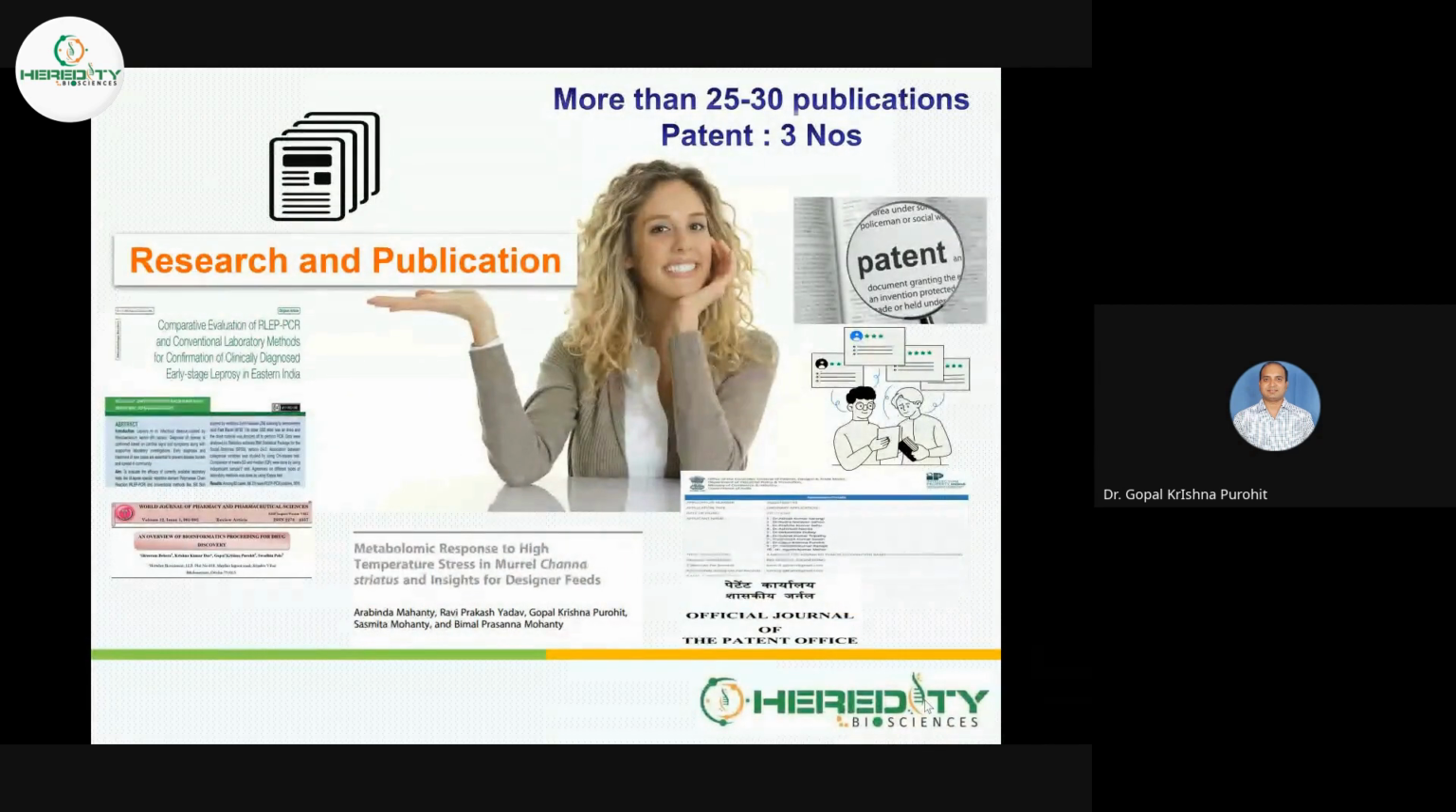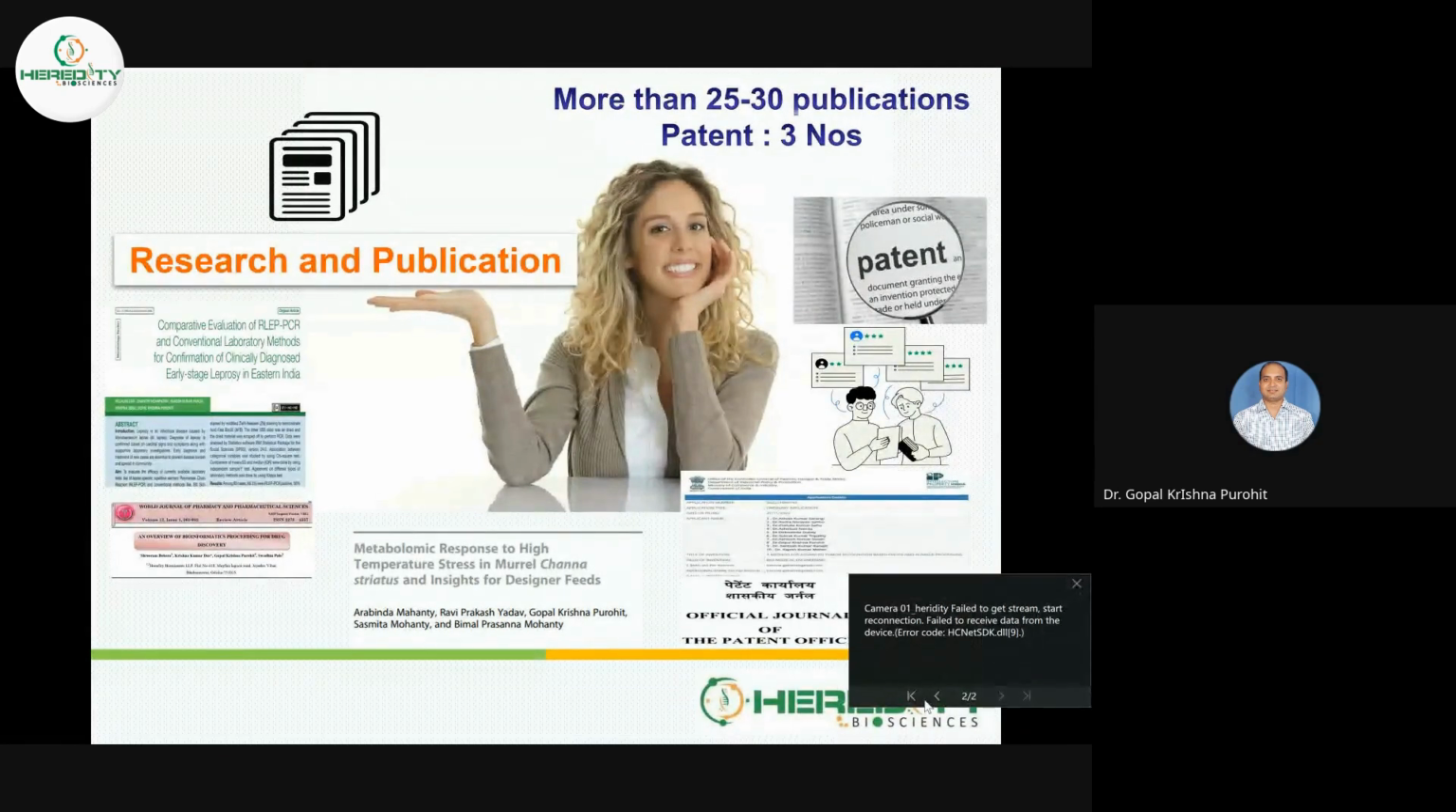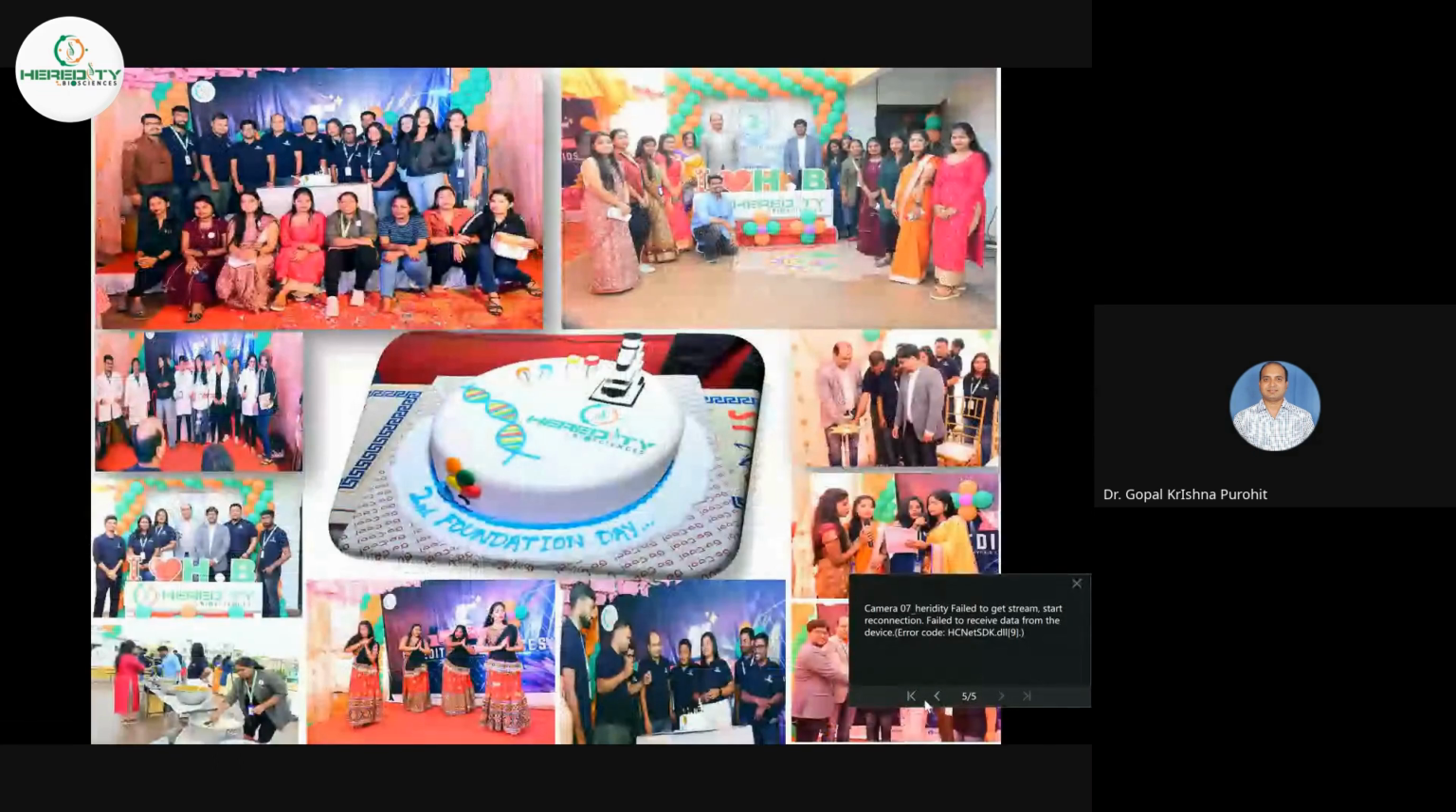Heredity Biosciences, as you know, is focusing on the research part, so we publish every month. In the last 1 month we published 2 to 3 publications, but overall we already have more than 25 to 30 publications and 3 patents. So these are the milestones.